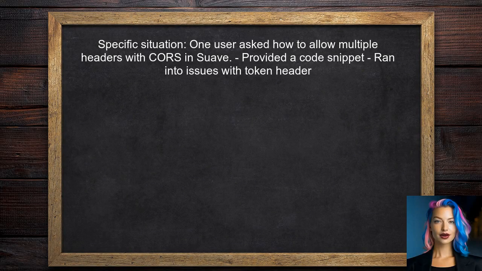Here's the specific situation we're addressing. One user asked how to allow multiple headers with CORS in Suave. They provided a code snippet, but ran into issues when trying to pass a token header. Sound familiar? Let's dive into the details.